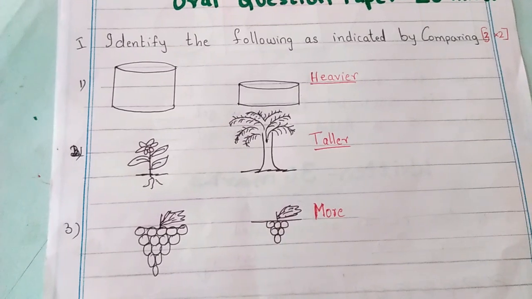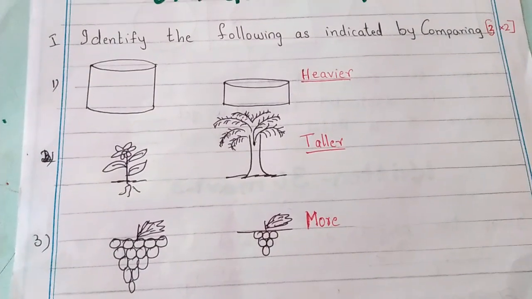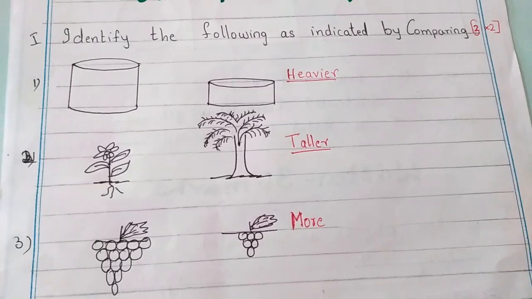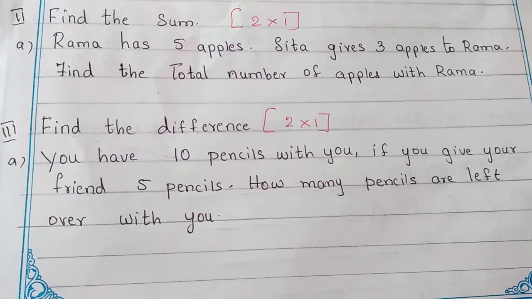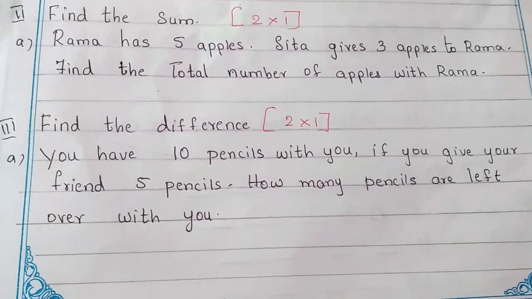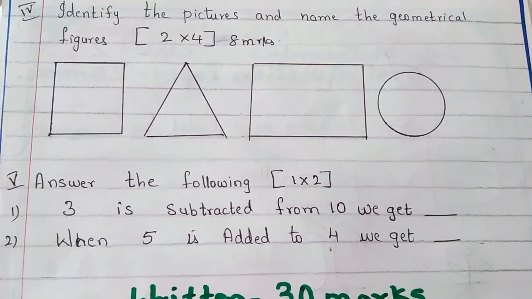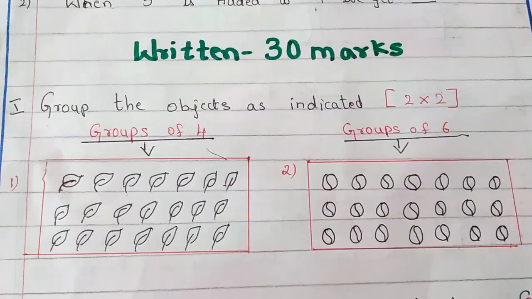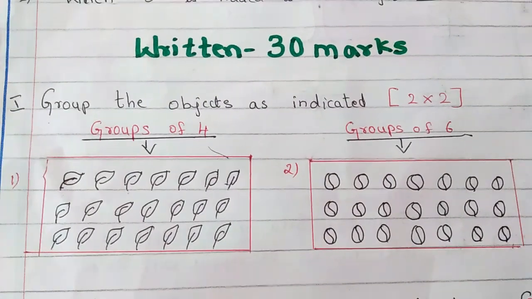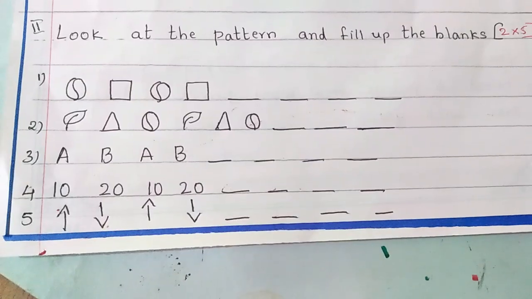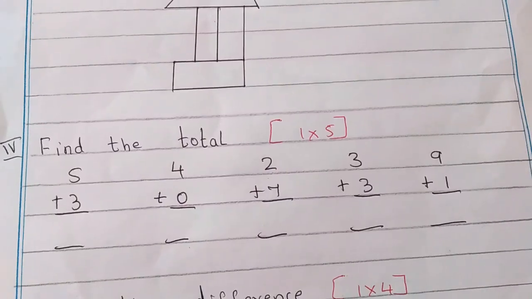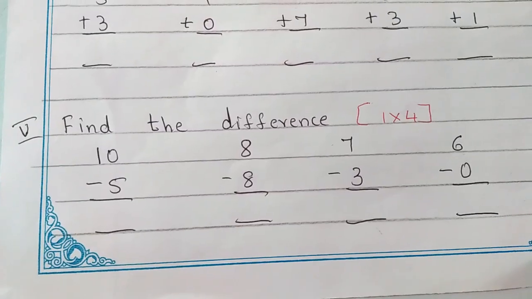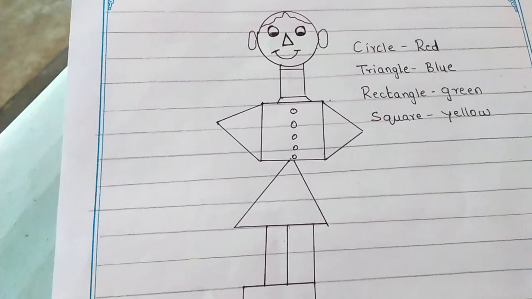Let us glance once again. So this is the first main question, second main question, third main question, fourth main question, fifth main question. Coming to the written, first main question, second main question, third question, fourth question, fifth question. So totally 50 marks question paper for essay 1.